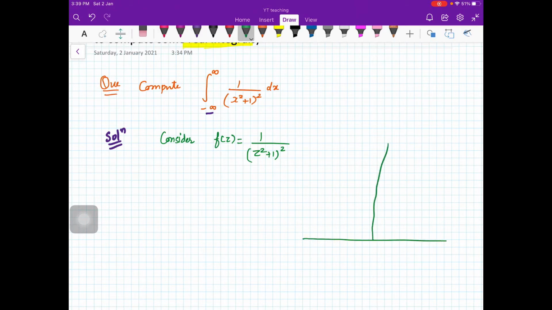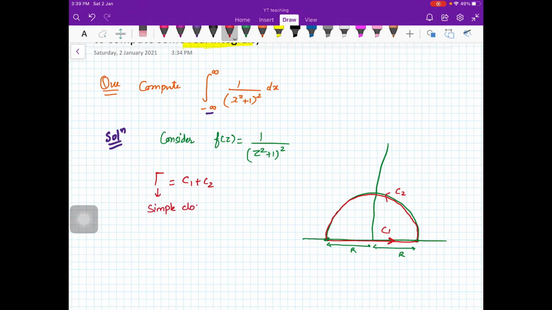And you make this curve. Suppose this is a semicircle with radius r, so this length is r and this is r. You call this line from here to here C1, and then this semicircle from here to here you call C2, anti-clockwise. So you have a curve tau, which is C1 plus C2. This is a simple closed, positively oriented curve.